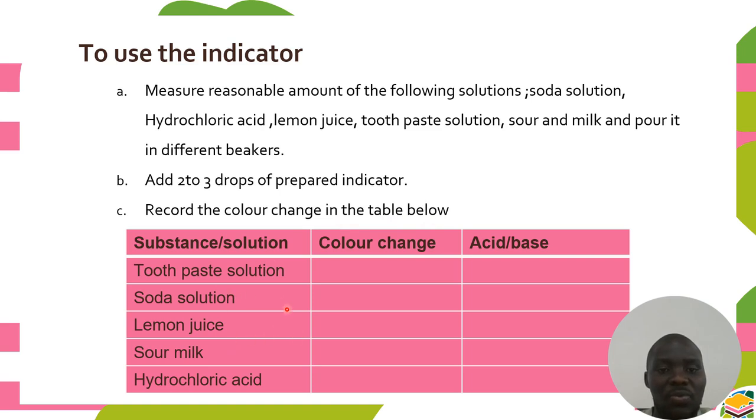Since you are trying to check if your indicator is working, you have the substance, so you'll be able to record the color which is changing after you have added the indicator. So you will record and be able to tell that this one is either an acid or a base.